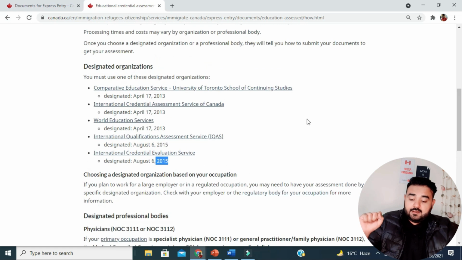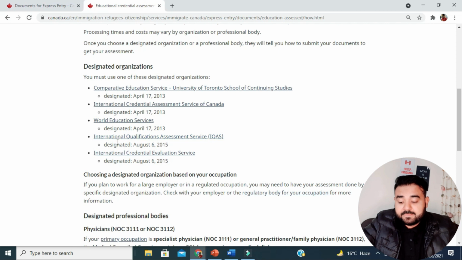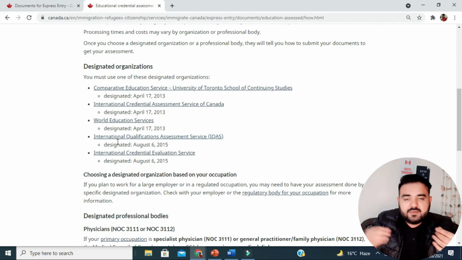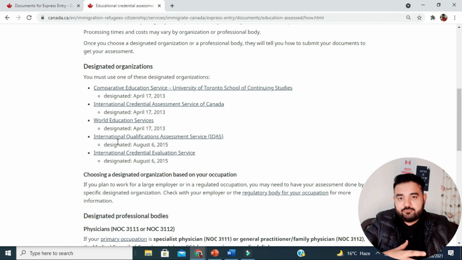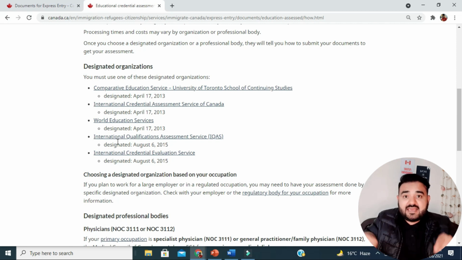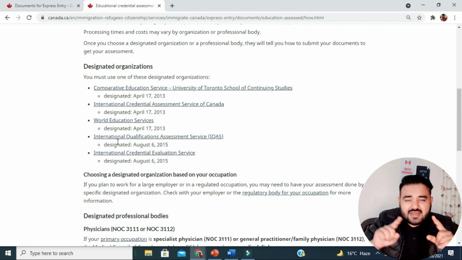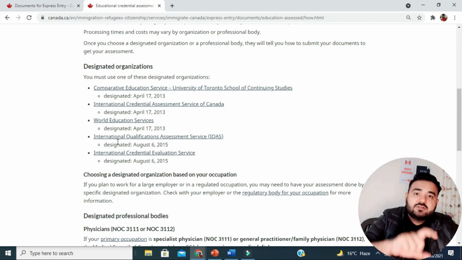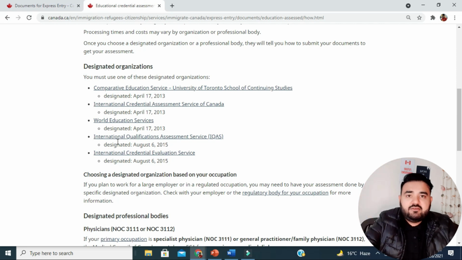Another thing about these ECA bodies is that if you get a PNP nomination and that PNP program asks you for a license, and your NOC was a regulated one, then you need to go to WES ICAP, that is document by document evaluation, I guess. In that case you will have to pay some extra fees. You can simply Google the WES ICAP process and it will be in front of you. Based on that WES ICAP report, the province's regulatory body will give you your license.